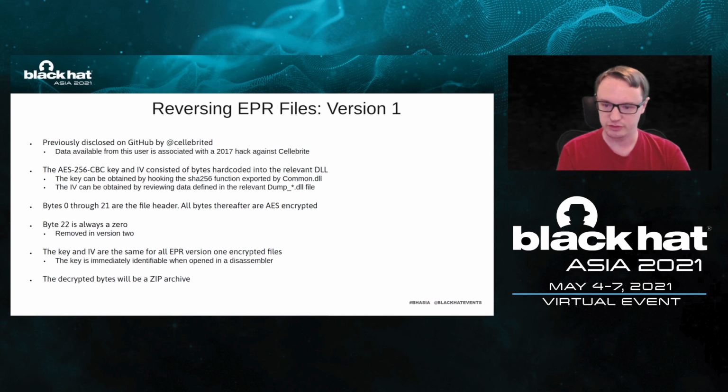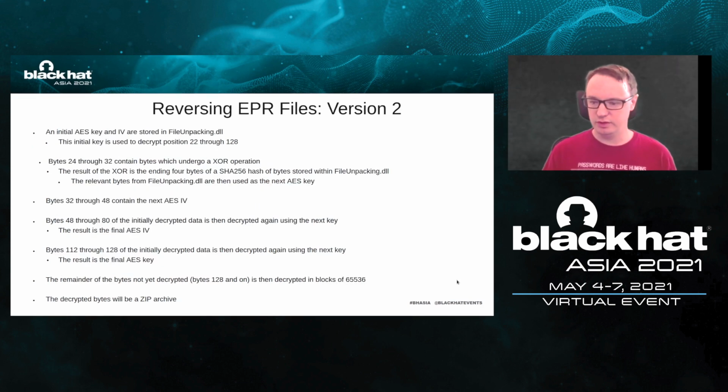With the first version, a SHA-256 hash of a string is immediately identifiable. It's hard-coded inside of the decryption DLL. There's a header that you can also discard, basically byte 22. Everything after that is the actual encrypted ciphertext, and everything before that is a header. You can kind of ignore everything before that. Byte 22 goes away in the next version.